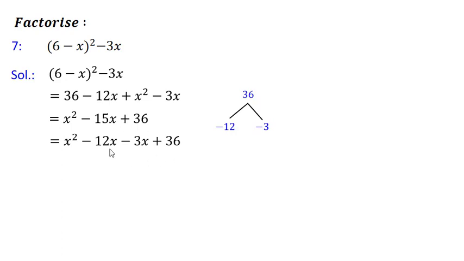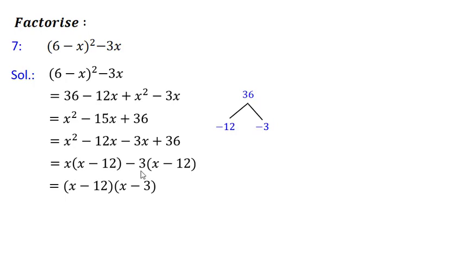You take x common from these first two terms. So after taking x common, I have x minus 12. Here I should have x minus 12, so what I will do, I will take minus 3 common. So after taking minus 3 common, here also I have x minus 12. Now I take x minus 12 common. So in one bracket I have x minus 12 and in the other bracket I have x minus 3.